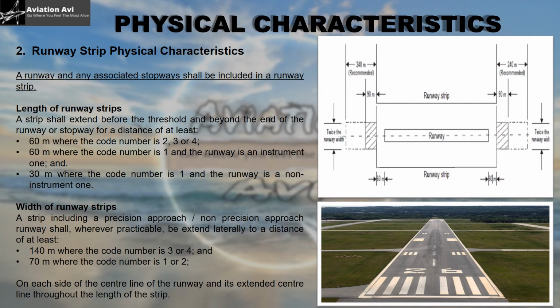The width of the runway strip, including a precision approach and a non-precision approach runway, shall where practicable extend laterally to a distance of 140 meters where the code number is 3 or 4. So from the center line of the runway, it should extend to a distance of 140 meters when the code number is 3 or 4. So we have understood what the dimensions of a runway strip are.